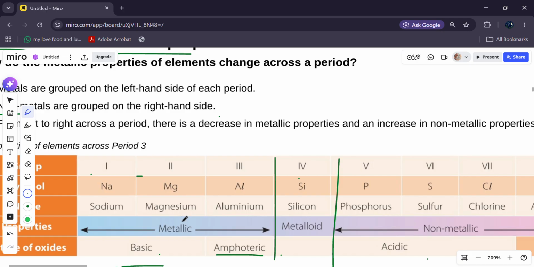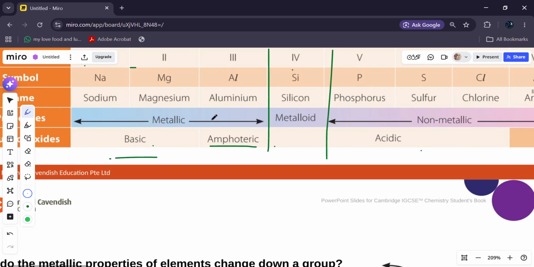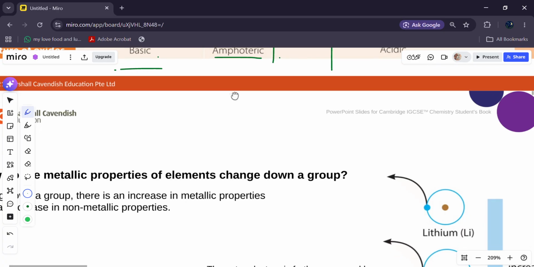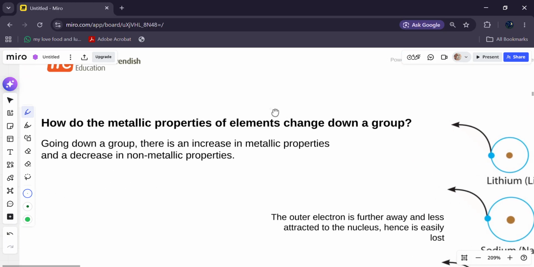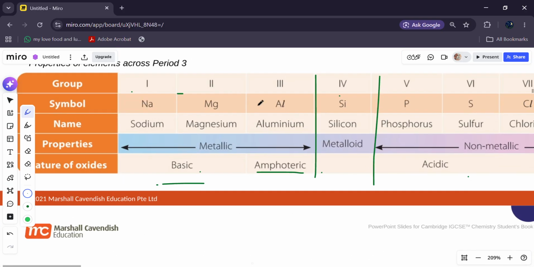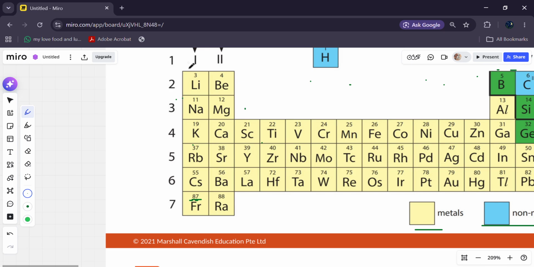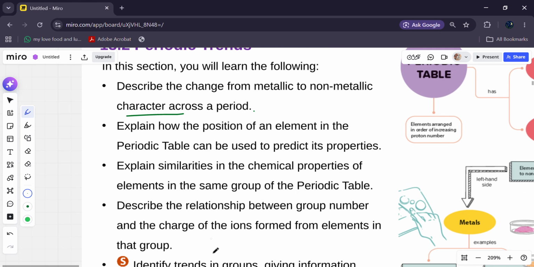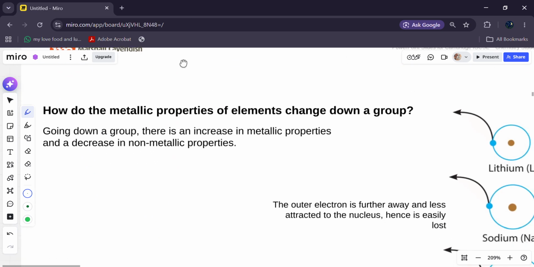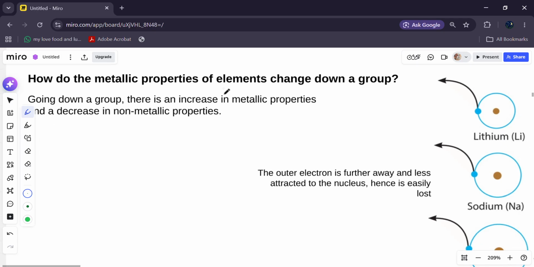So now let's move on to how metallic properties change down the group. Going down a group, there is an increase in metallic properties and a decrease in non-metallic properties. So remember, we're not talking about period anymore. This is a group. A group is vertical, not horizontal. Now, as we go down the group, there is an increase in metallic properties and a decrease in non-metallic properties.